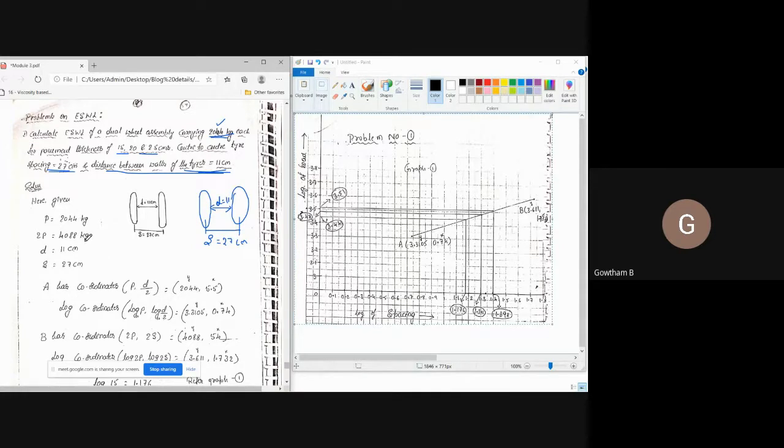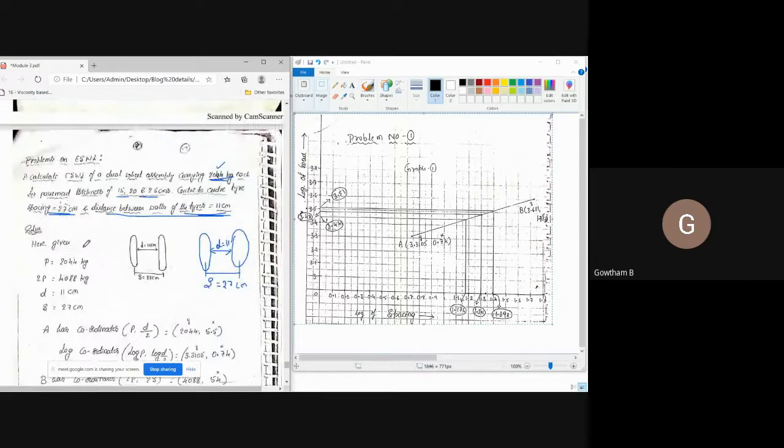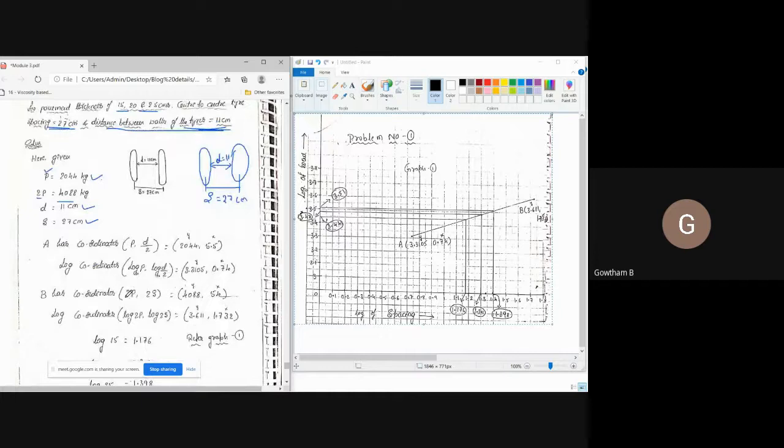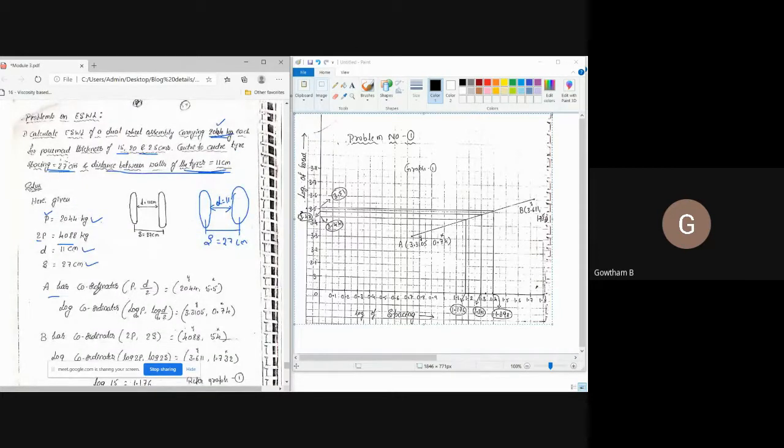Now we will write down the data given. Load value, designated as P, is 2044 kg. Therefore 2P will be equal to 4088 kg. Distance between the walls of the tire is 11 centimeter and the center to center distance is 27 centimeter. Now in ESWL, as we already discussed, A coordinate is given by P comma D by 2, where P is 2044 and D by 2 is 5.5. D is 11, therefore 11 divided by 2 is equal to 5.5.